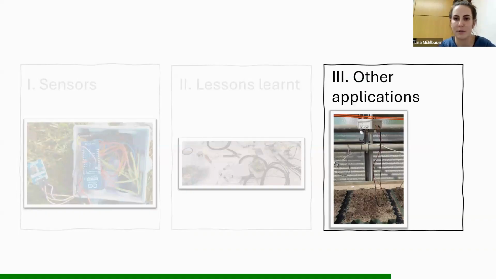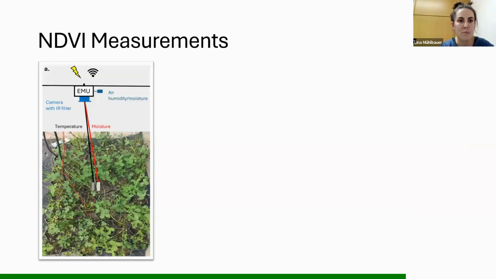Yeah, and then we already reached the last part, and I will quickly show you some examples where we use similar kinds of approaches in other experiments. What I did during my PhD, which was one of my last projects, is I measured NDVI with these kinds of sensors. This EMU is basically based on a Raspberry Pi, but it works similarly. It has these temperature and moisture sensors. But additionally, it has a camera with an IR cut filter attached. So you are able to take pictures from the greenhouse experiment, from the plots.